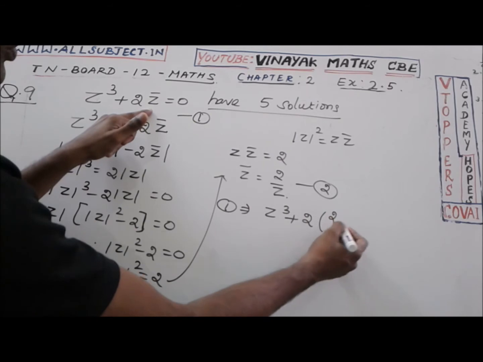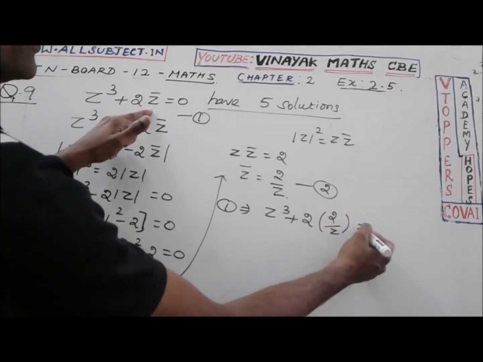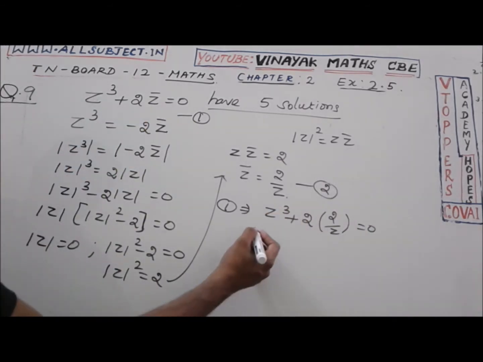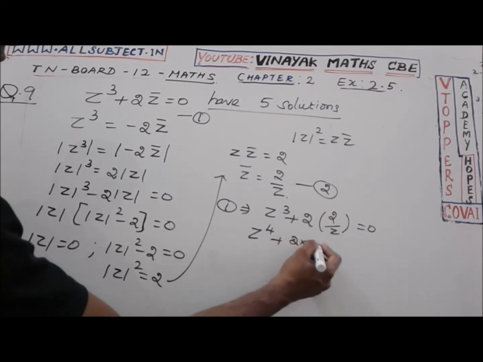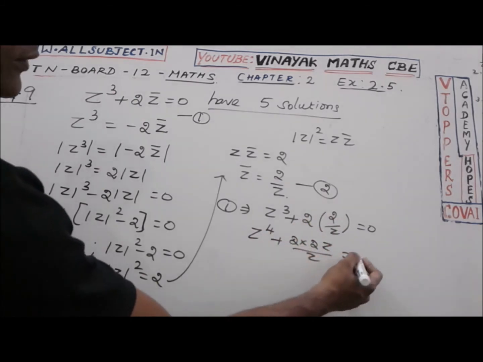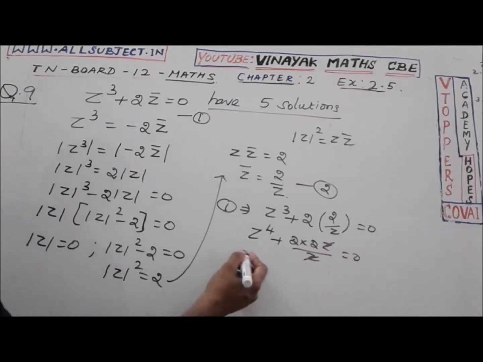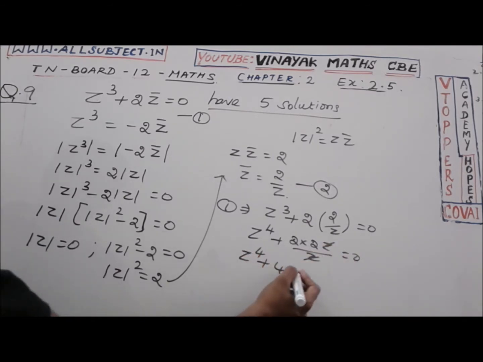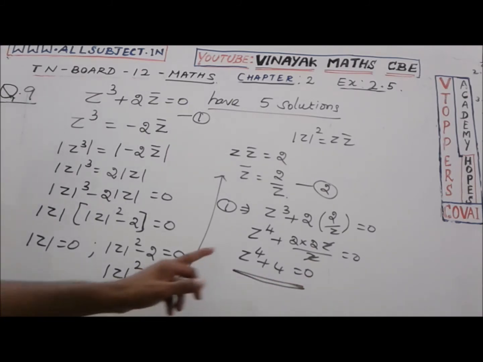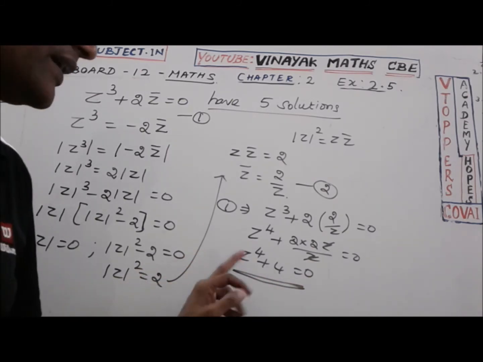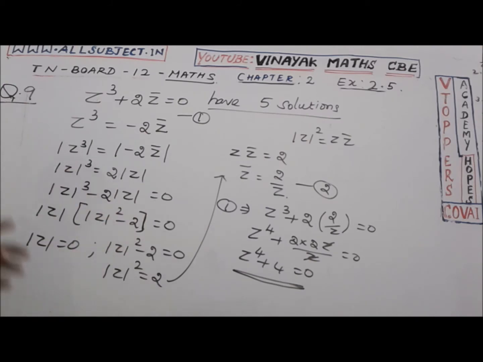Now multiply by z: z power 4 plus 2 into 2 into z by z equals 0. Simplifying, z power 4 plus 4 equals 0. Now look at this equation. It has power 4, which means z has 4 solutions. And here we have one more solution: modulus z equals 0 implies z equals 0.